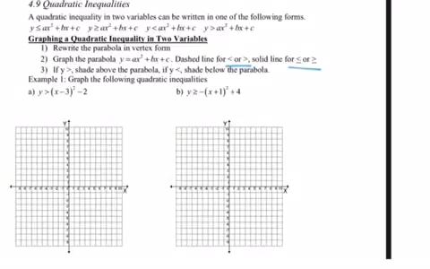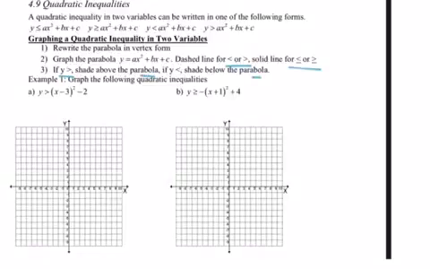And then for shading, we look at which way the mouth is facing. Okay, so we go above the parabola if its y is greater than. If its y is less than, then we shade below the parabola.